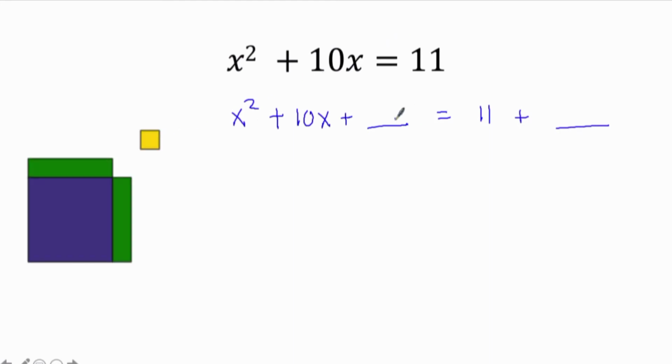That missing term that we are looking for here is equivalent to this square that we need in order to complete the square. That's the reason why we need to complete the square, so that we can turn this into a perfect square trinomial, and then later on we can apply the square root property. So this is now the process in order to do that.